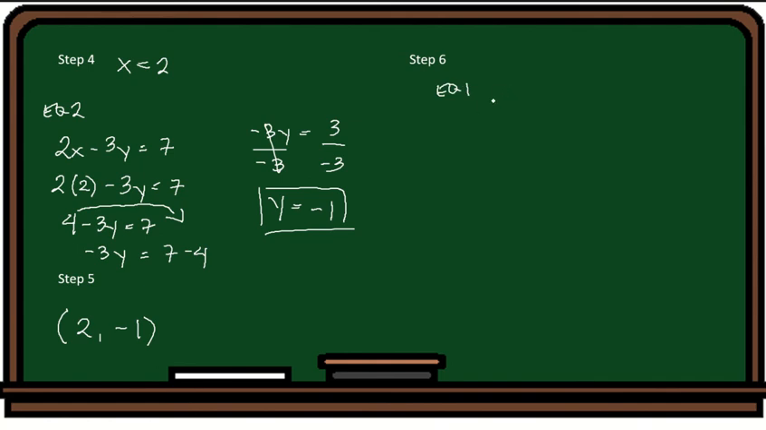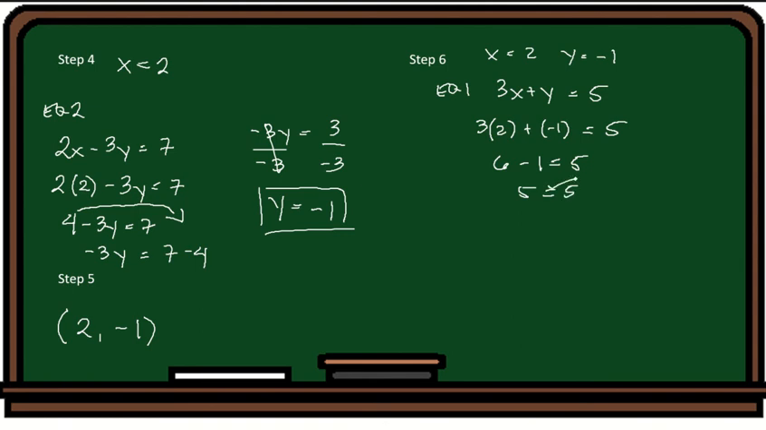Equation 1 is, let me check first, 3x plus y is equal to 5. Our x is 2, our y is negative 1. So 3 times 2 plus negative 1 is equal to 5. So 3 times 2, that is 6. Positive times negative 1, that is negative 1, is equal to 5. 5 is equal to 5. So that is true.